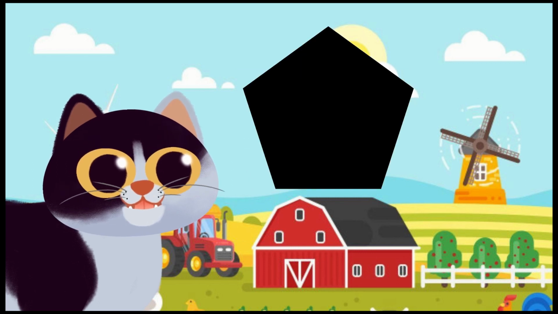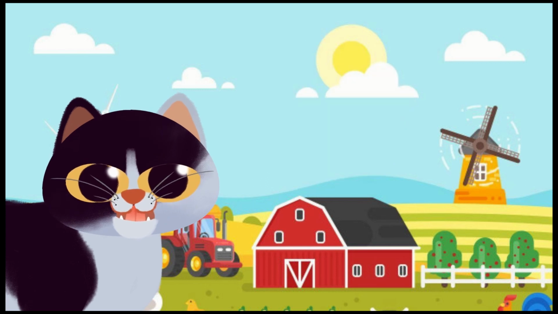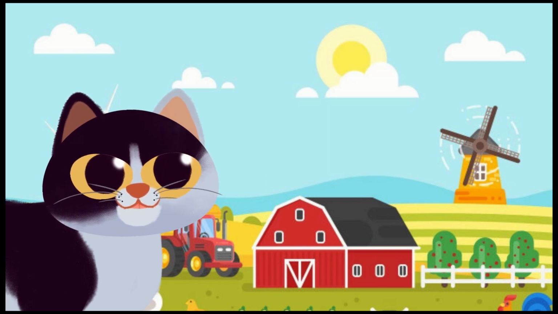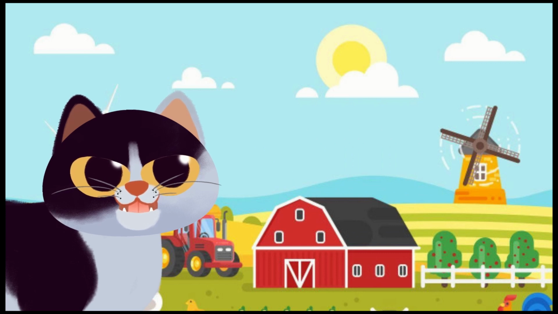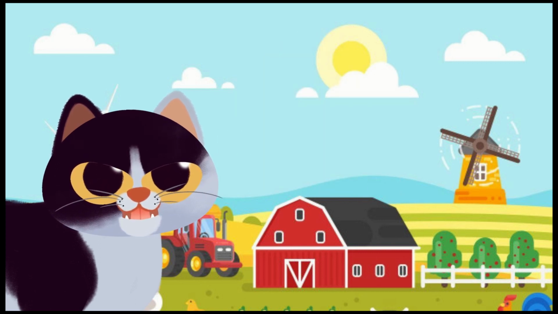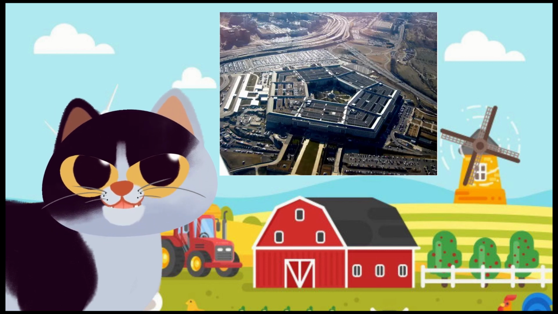A pentagon has 5 straight sides. Some examples of pentagon shapes are school crossing signs. It can also be the shape of a circus tent and a house. I have a little secret to tell you. The pentagon is where very important people meet.